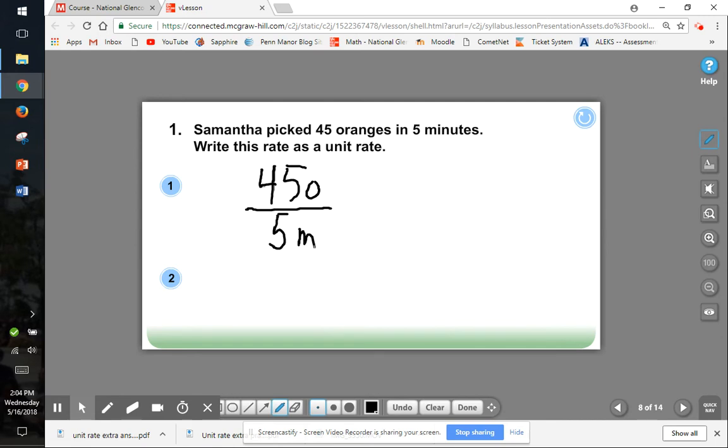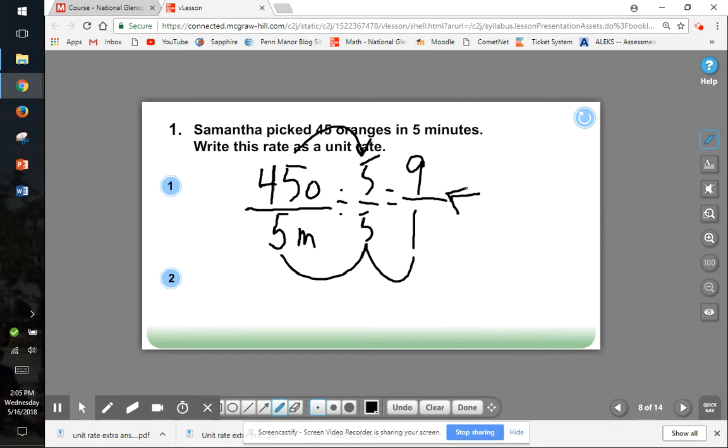And she picks those 45 in 5 minutes. Now, what we want to do is, since we have 45 per 5, we would really like that rate to say, how many does she pick per minute? So per minute, that would be 1 minute over here. And to get from 5 to 1, I'm going to divide by 5. 5 divided by 5 is 1. So we know that's going to be 1 minute. And then 45 oranges divided by 5 would be 9. So we could say that Samantha picks 9 oranges per minute.